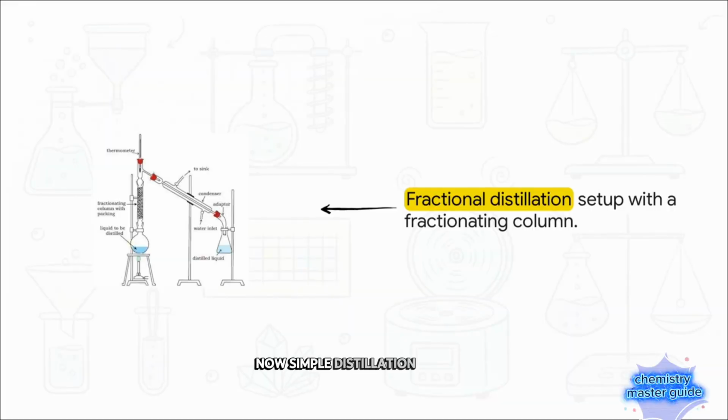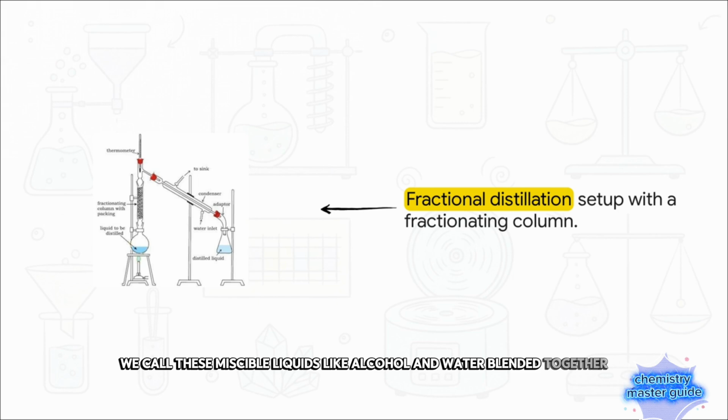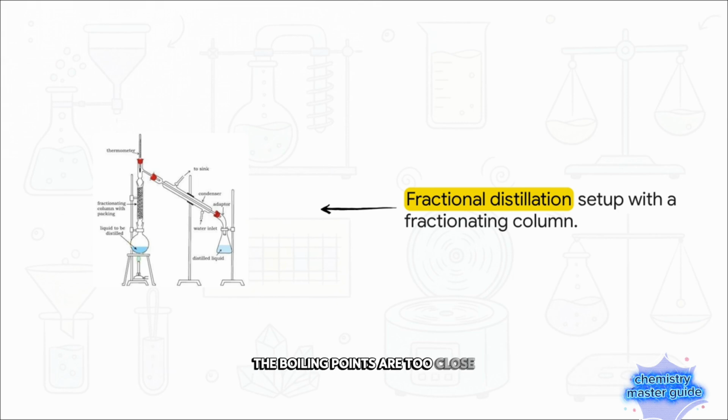Now, simple distillation is great, really great, for separating a liquid from a solid. But what if we have a mixture of two totally mixed liquids? We call these miscible liquids, like alcohol and water blended together. Simple distillation just isn't precise enough for that. The boiling points are too close, and they'll kind of both evaporate a bit. We have to upgrade to fractional distillation.